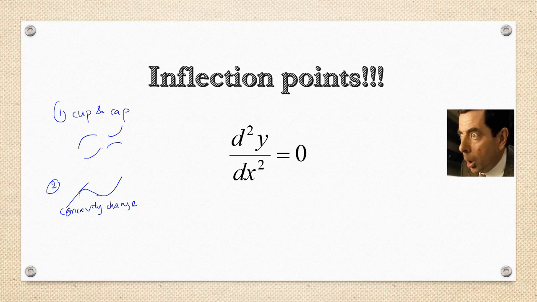So mathematically, how are we going to find the inflection point? Let's say we are given any equation. We need to do this: if you let the second derivative equal 0, we can find the inflection point.